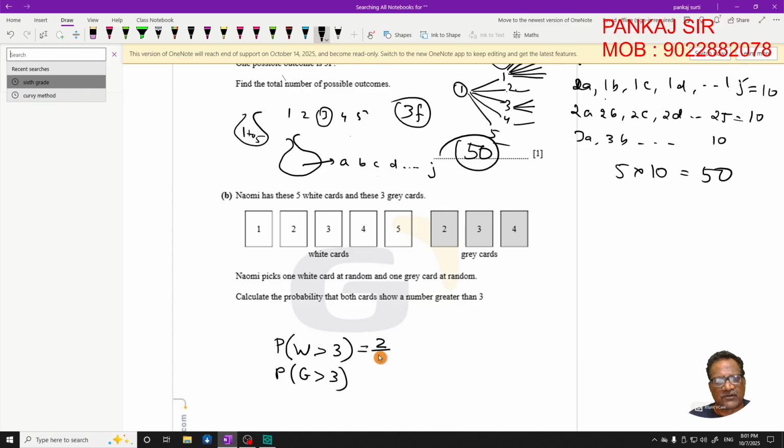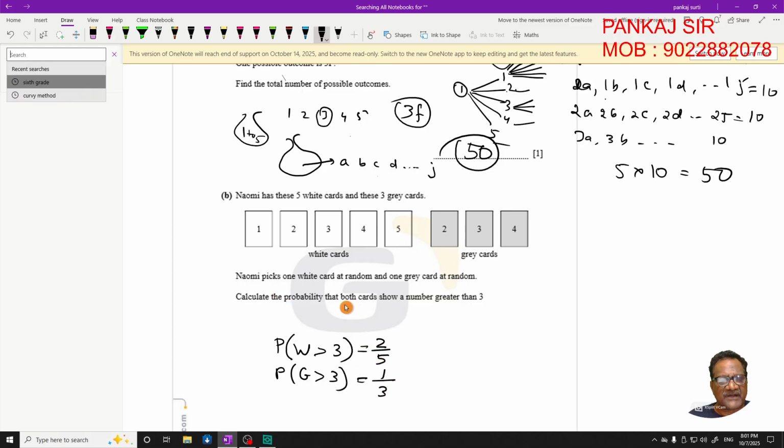So 2 cards out of 5. This is the probability of white being greater than 3. Same way, what is the probability of the grey card being greater than 3? You have only 1 card which is greater than 3 in the grey cards, so it will be 1 divided by 3. So these are the 2 probabilities.